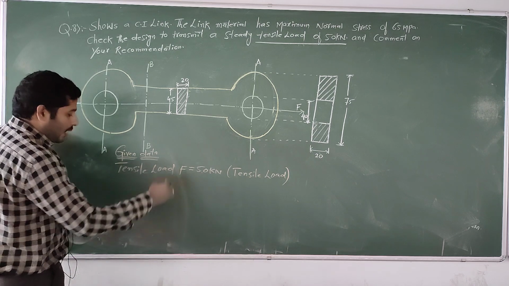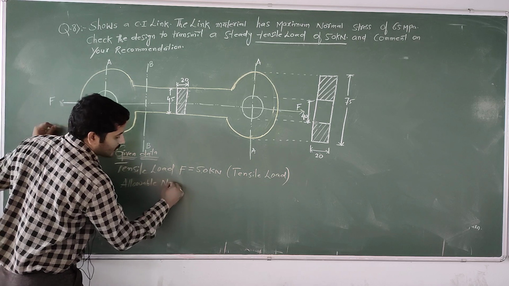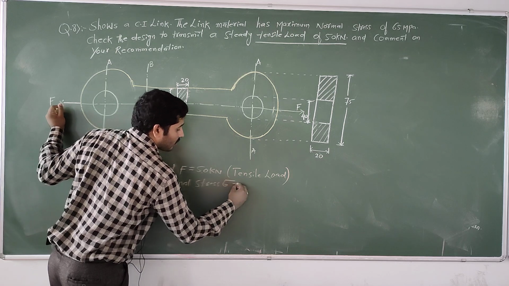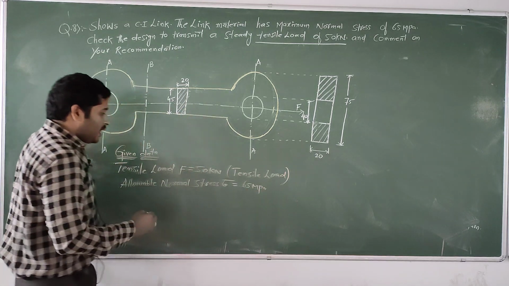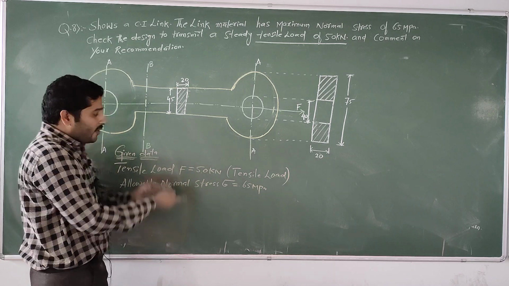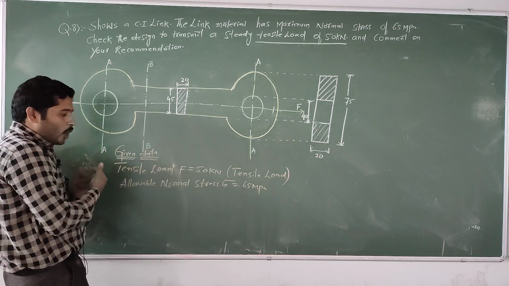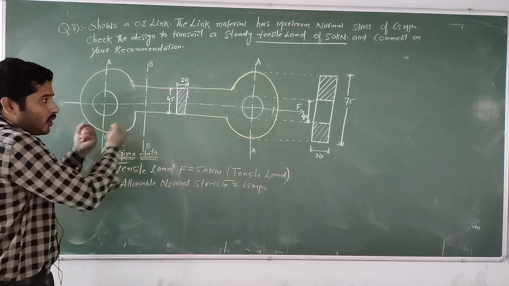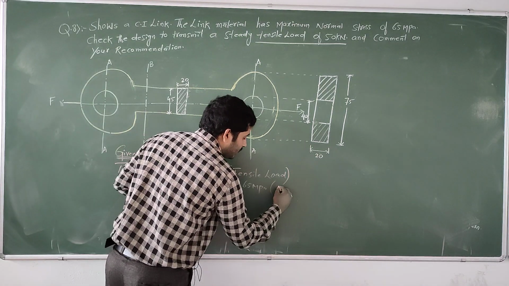How much is given? The allowable normal stress sigma. How much is given here? 65 megapascal. Let us see, if we apply the tensile load, the allowable normal stress will be in tensile nature. If we apply the compressive load on this bar, the allowable normal stress will be in compressive nature. But in this case, we apply the load in tensile nature. So here, the allowable normal stress also is in tensile.